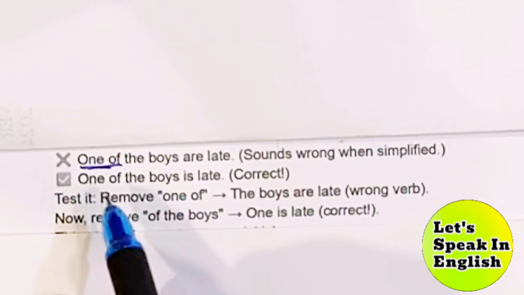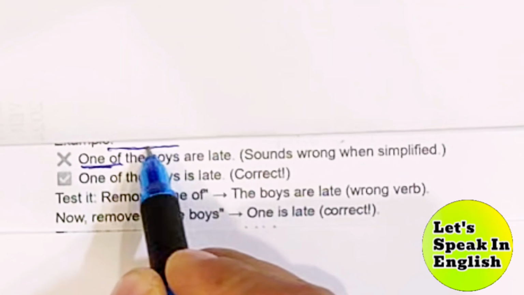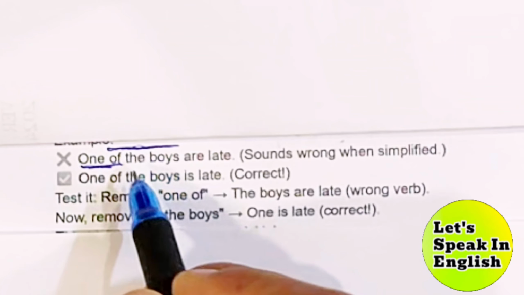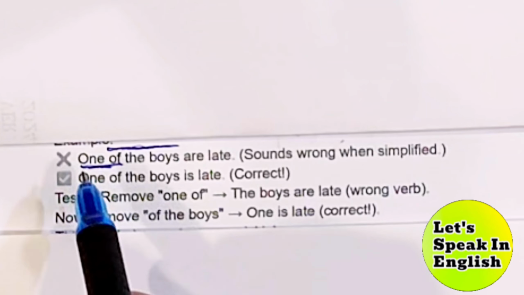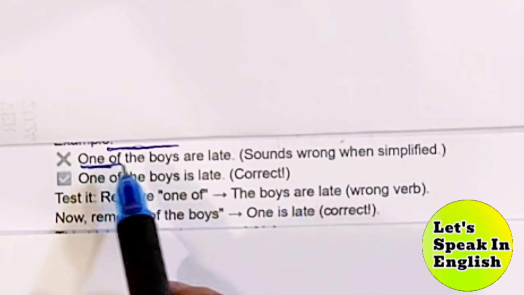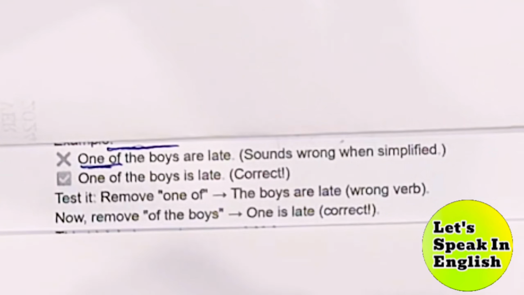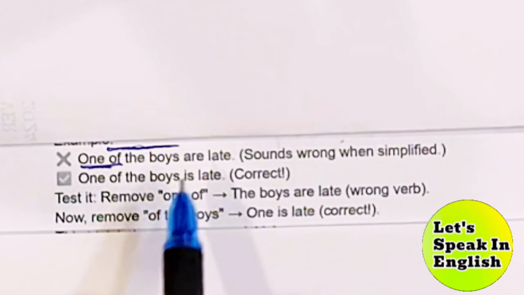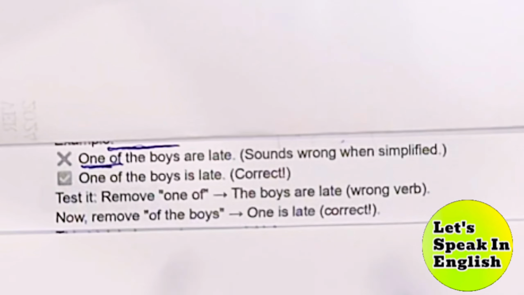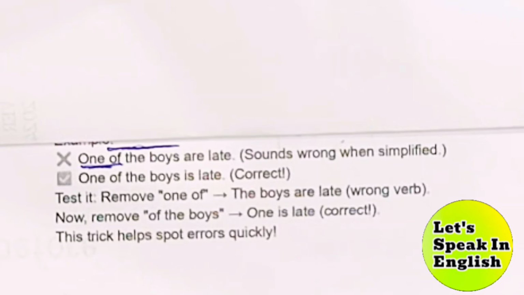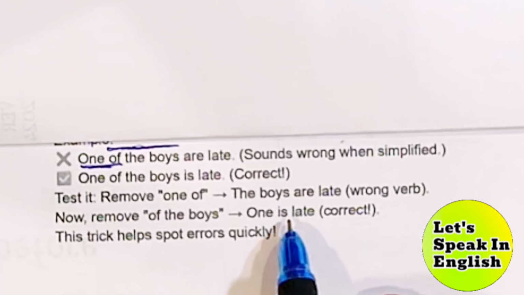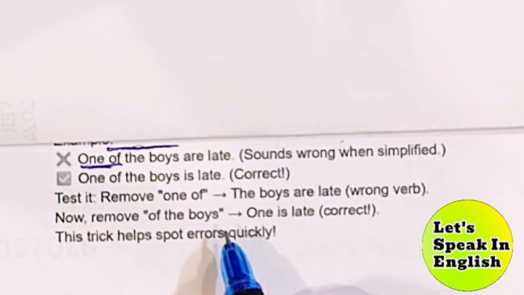The "of the boys" part. When we remove this part, the sentence left is "One are late." This still is not correct because the boy is one, and for one we use the singular, that's "is", and "are" is for the plural. And here the sentence is "One is late", not "are". The one boy is late.